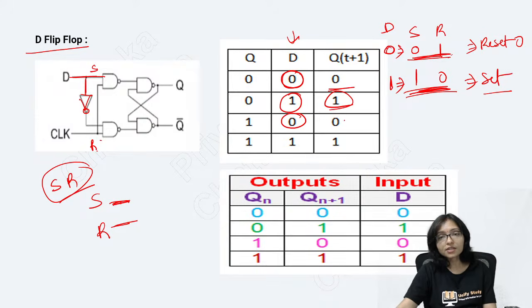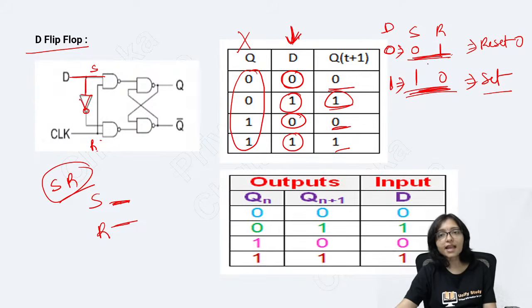Same way, when D is 0, that is 0. When D is 1, that is set. This is what is happening, nothing else. It's actually not depending on Q. Q is not affecting here. Ultimately, the effect is with D.